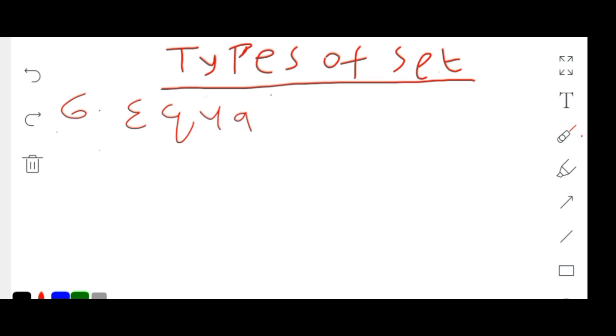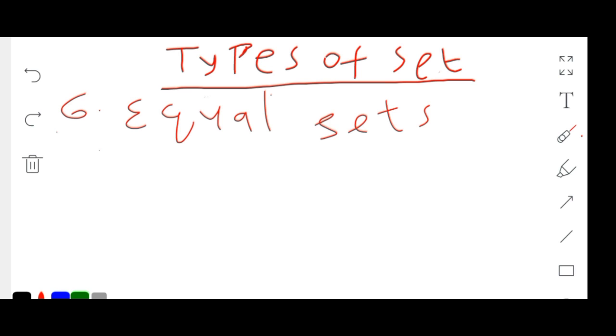Equal sets. Please, you have to be very careful between equal sets and equivalent sets. It looks somehow confusing, but let me try and explain it to you so you can understand very well. Equal sets are sets that have the same elements regardless of their order. Don't forget, equivalent sets have the same number of elements but not necessarily the same elements. But in equal sets, they must have the same elements.